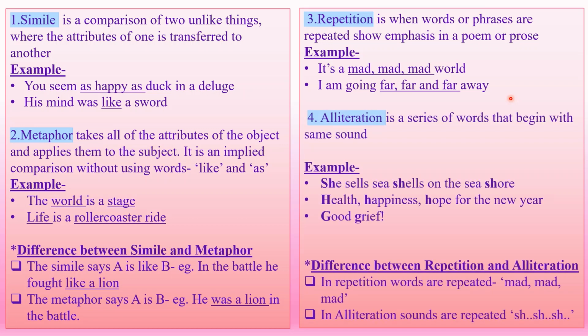Moving on to our next figure of speech, alliteration. Alliteration is a series of words that begin with the same sound. For example, she sells seashells on the seashore. Health, happiness, hope for the new year. Good grief. You see, I've highlighted the common initial sounds of the words present in the given sentences. For example, in the first sentence, the sound sh is repeated. In the second sentence, the sound h is repeated. And in the third phrase, the sound g is repeated. The only difference between repetition and alliteration is that in repetition, words are repeated, and in alliteration, sounds are repeated.